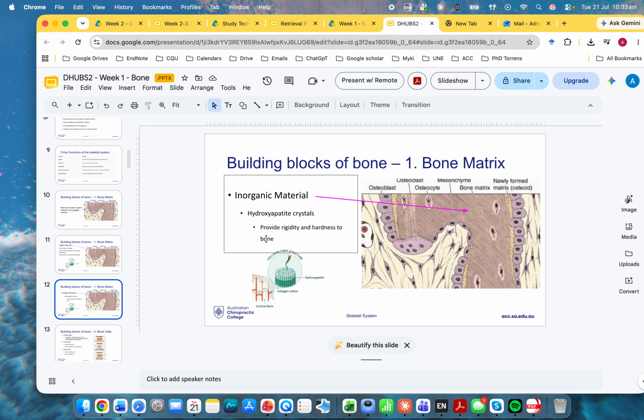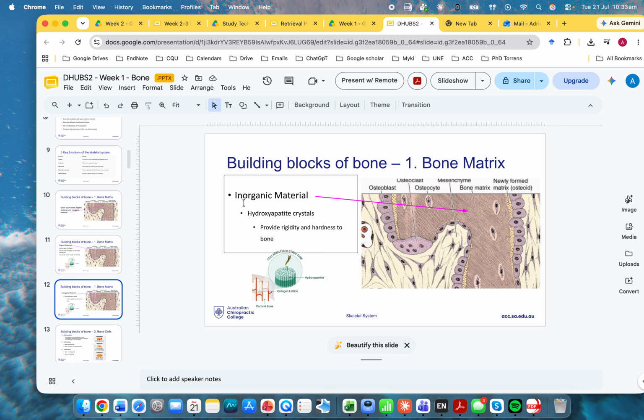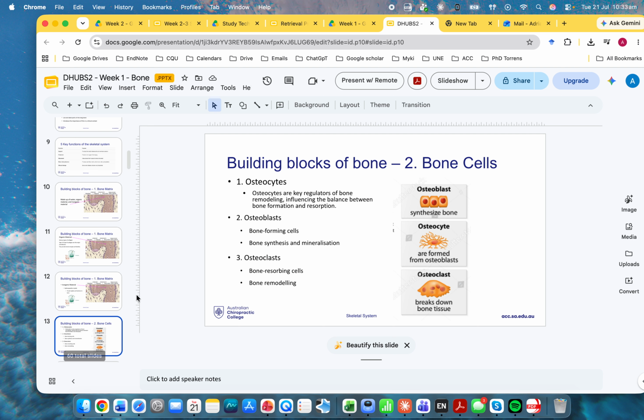So therefore, I might have a question. So the first question might be, well, what is the bone matrix made up of? It's made up of water, organic material, and inorganic material. My next question might be, well, what is the inorganic material made up of? And what does that material provide to the bone? And so down here, the inorganic material is made up of hydroxyapatite crystals, which provide rigidity and hardness to bone. So that might be the next question that I have, for example, in my Anki system.